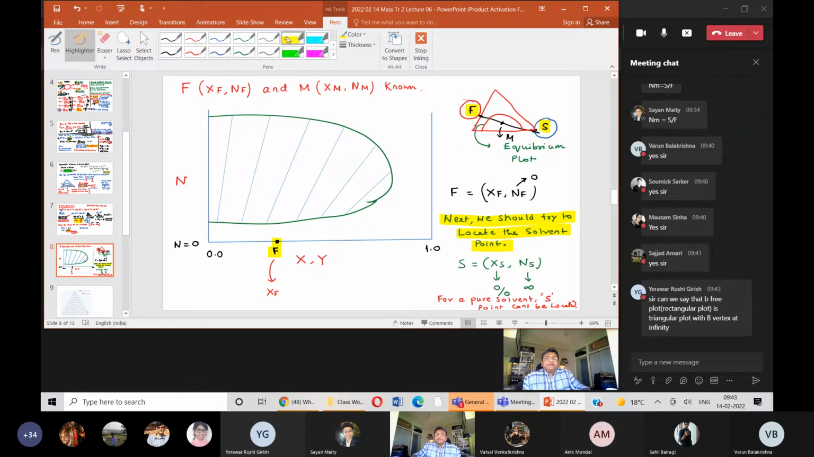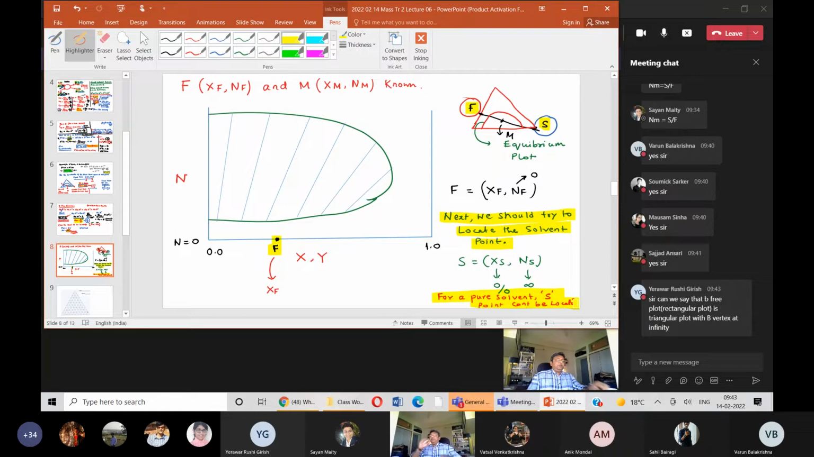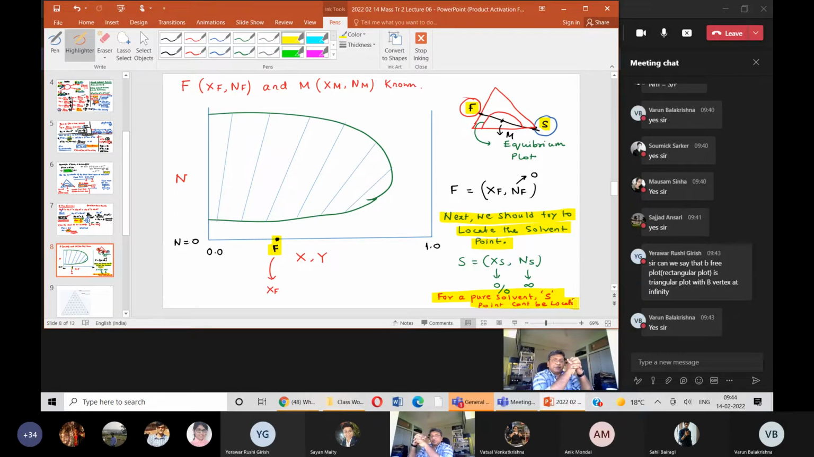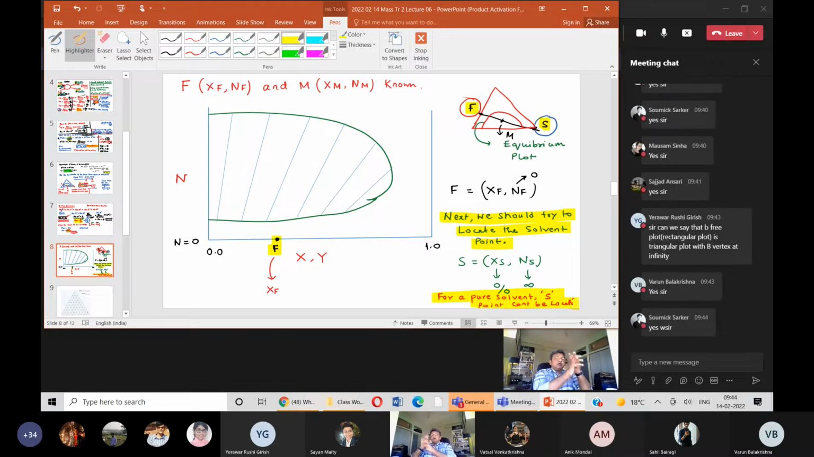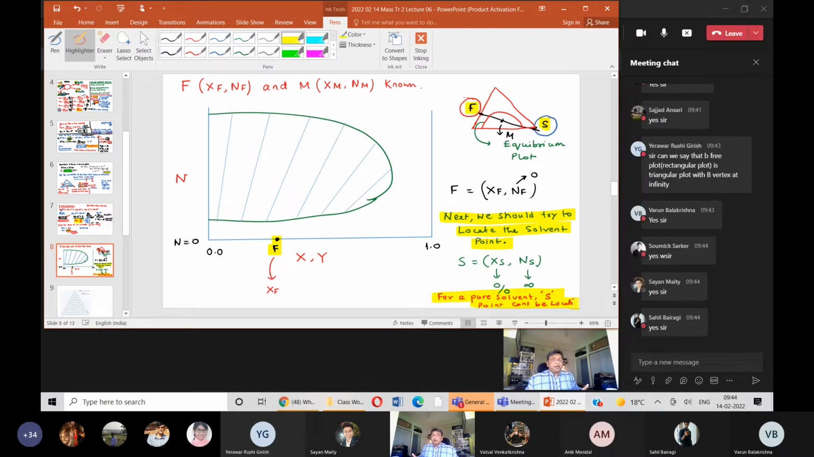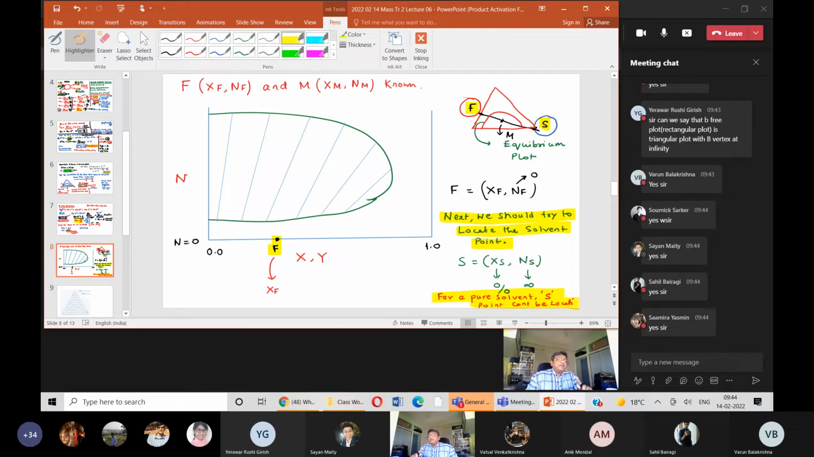More importantly, does the class now agree that for a pure solvent S, the point S cannot be located on the graph? Do all of you agree? Right? So how do we proceed? How we proceed is something very interesting. We also know what is the utility of the FS line.